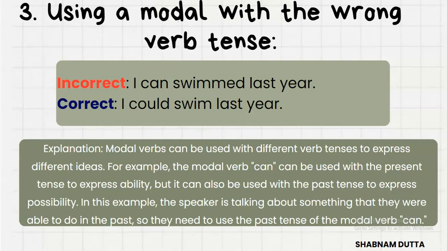Number 3. Using a modal with the wrong verb tense. Modal verbs can be used with different verb tenses to express different ideas. For example, the modal verb can be used with the present tense to express ability, but it can also be used with the past tense to express possibility. Observe the examples.